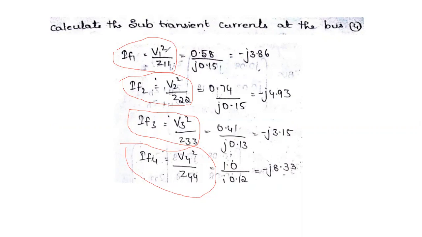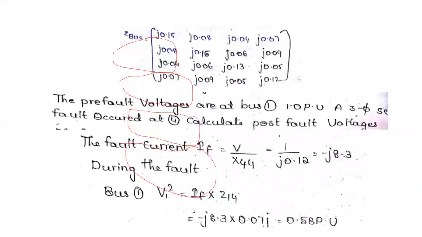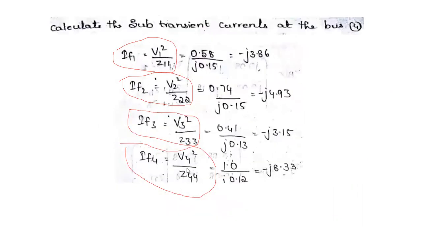In the question, V1 squared is the voltage at bus 1 during the faulted condition. By using this formula, we will calculate V1 squared, V3 squared, V2 squared and V4 squared. Then substitute all these values and the Z values in this formula, and we obtain IF1, IF2, IF3 and IF4.